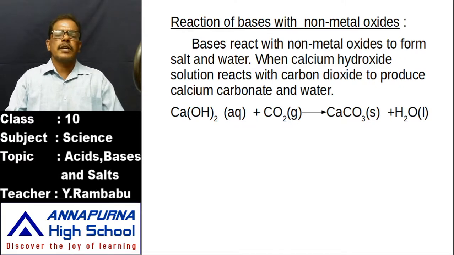It is used in the preparation of soaps, in the paper industry, and to produce artificial fibers. Not only that, calcium hydroxide and sodium hydroxide are also used to prepare bleaching powder. The chemical name of bleaching powder is calcium oxychloride. Like that, these bases are used in our daily life.